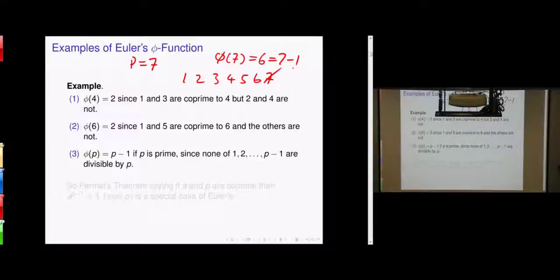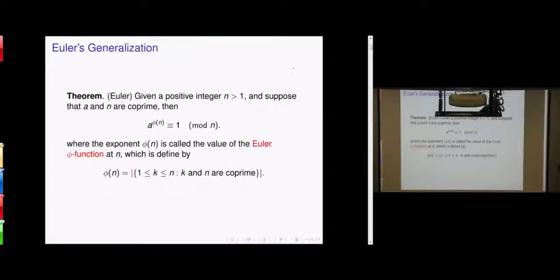Because Euler's theorem says, if a and n, now think of n as p. If a and p are co-prime, then a to the power of phi of p will be congruent to 1 modulo p. But we just observed phi of p is p minus 1. So therefore, Fermat's theorem is a special case of Euler's theorem. In other words, Euler's theorem is a generalization of Fermat's theorem.